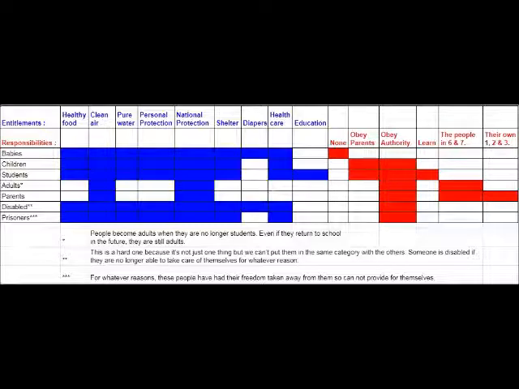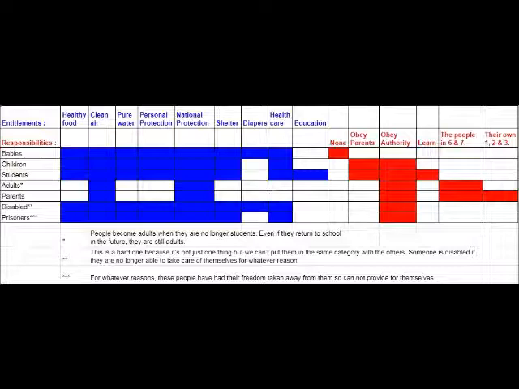For the longest time, I did have a category in there for elderly, but I deleted that because they're the exact same thing as adults and parents, except if they do become disabled, then they'll just be added to the disabled list. So I think that this is a pretty good chart about where you are located in society and what you should be entitled to and what is your responsibility.